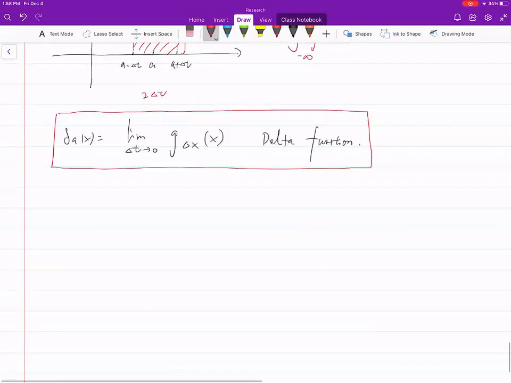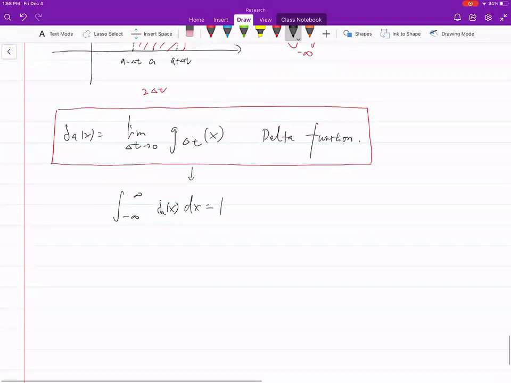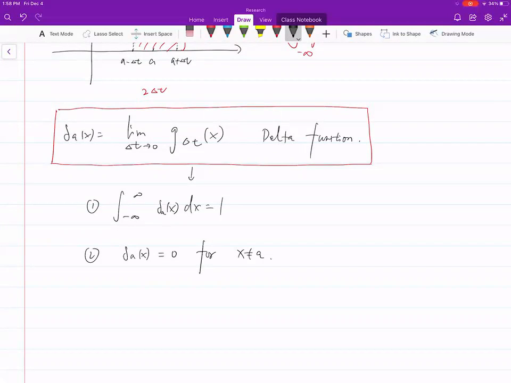This one will satisfy the two things we want. Number one, the integration of delta is 1, because every single one is 1. Even if you let delta T go to 0, it's still 1. The smaller the period, the higher the peak. Second, it only has a value at A, because you let delta T go to 0.